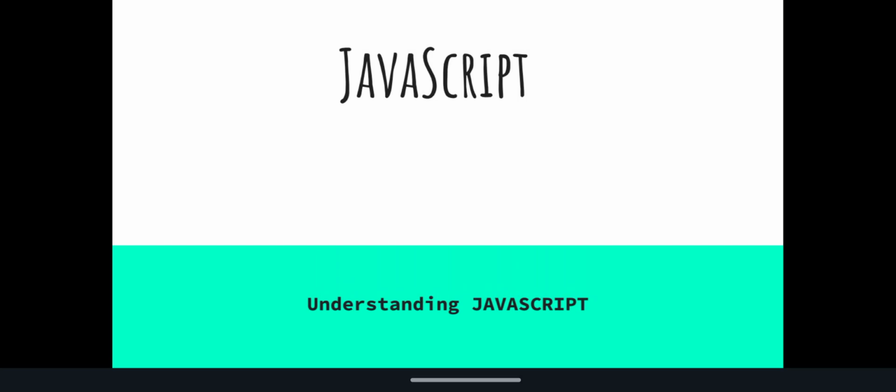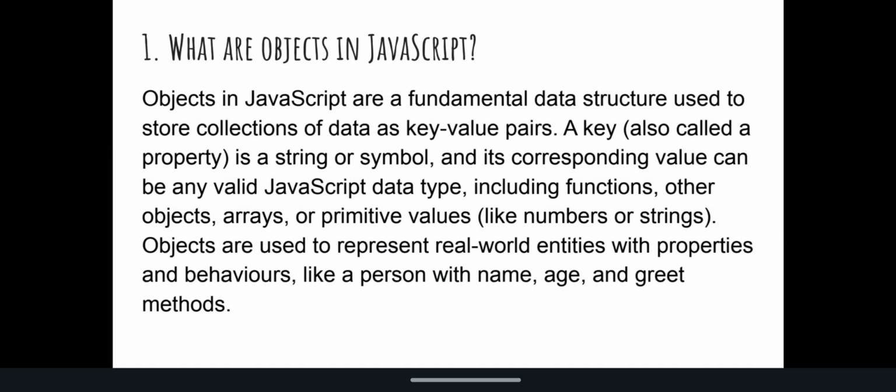Today I am going to explain concepts in JavaScript. First of all, objects in JavaScript. Objects in JavaScript are a fundamental data structure used to store collections of data as key value pairs.